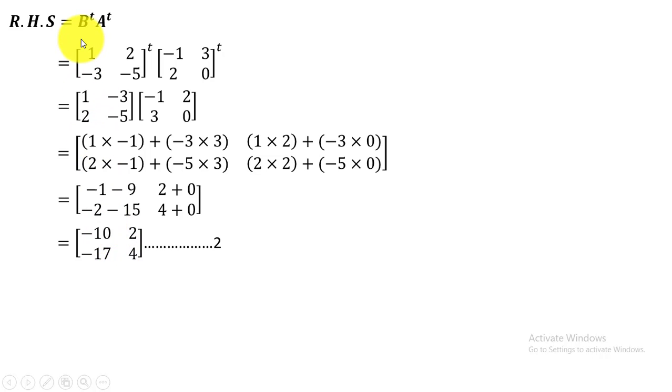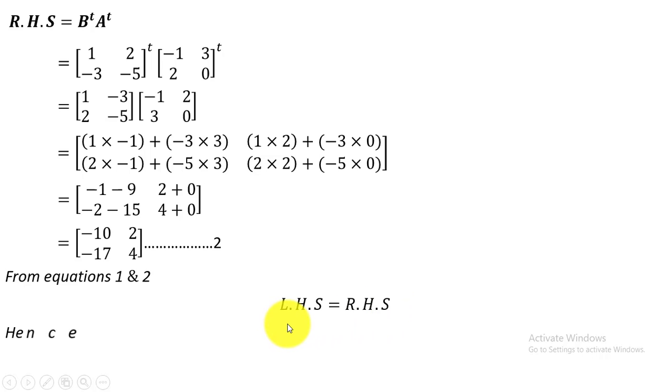So the product of B transpose into A transpose is equal to the matrix having elements -10, 2, -17 and 4. This is equation number 2. From equation number 1 and equation number 2, the left hand side is equal to the right hand side. Hence, (AB) whole transpose is equal to B transpose into A transpose.